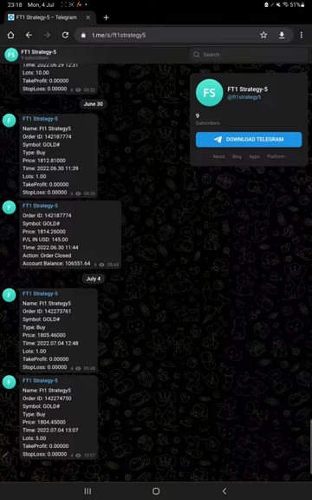And now all these updates you can get on Telegram, that's the FT1 Strategy 5. All the trades as per their order ID you can verify, how much profit and loss we have booked. All these details are now available on Telegram also.